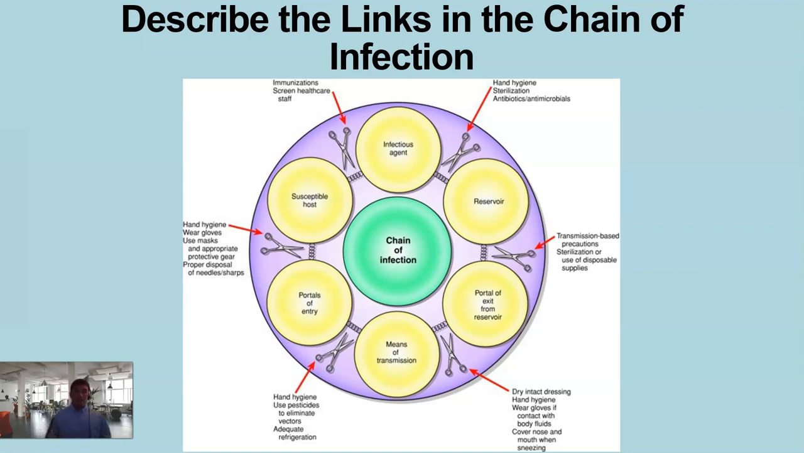So infectious agents are the first link in the chain. They are the first part of the chain of infection that is necessary to spread disease-causing organisms. So the first link of the chain is the infectious agent, also called the pathogen. Infectious agents can be bacteria, viruses, fungi, or parasites.